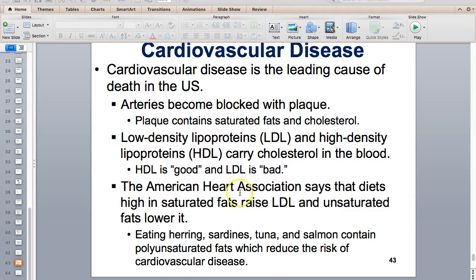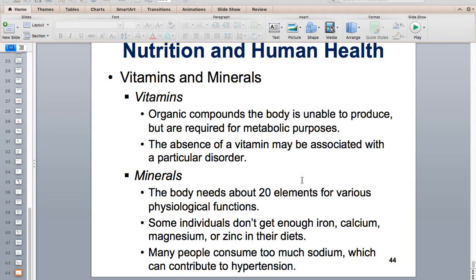If you're eating tons of saturated fat and cholesterol, it's going to put you at an increased risk for cardiovascular disease. The American Heart Association says that diets high in saturated fats raise LDL, and obviously unsaturated fats will lower it. So again, your diet can affect these levels. These aren't all just characteristic genetic traits. A lot of cardiovascular disease has to do with lifestyle.